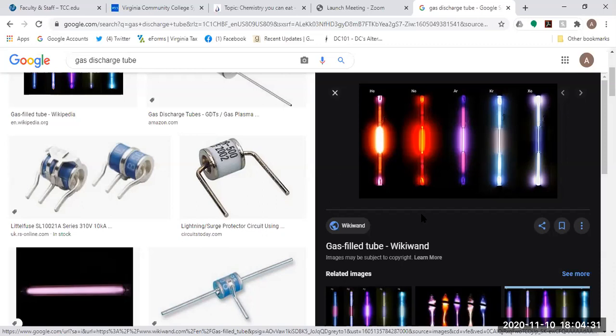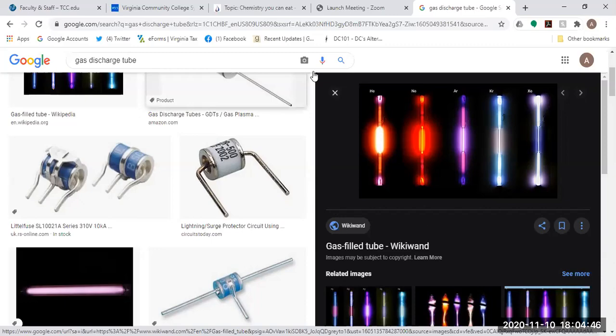And we've got argon, which is kind of purple. And then the last easily seeable one there is krypton. Krypton is kind of blue-ish.